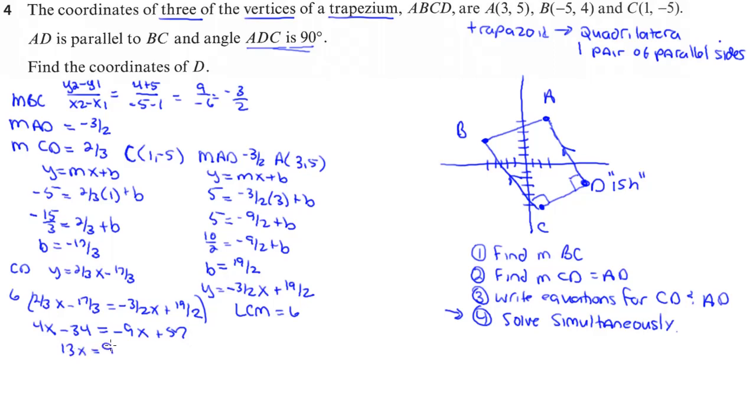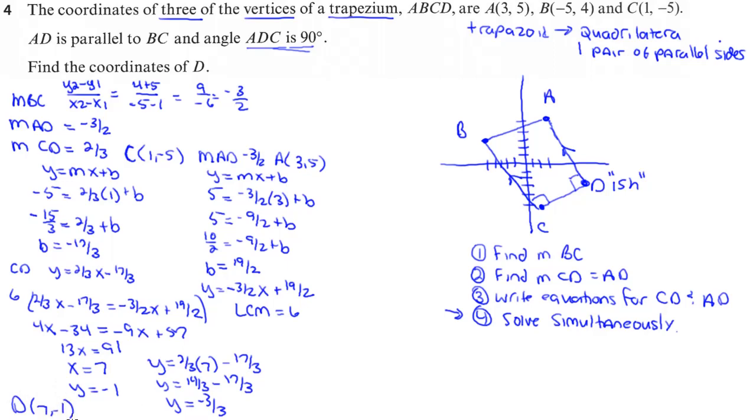So now I've got an equation without fractions that I can solve, and I find out that x is going to be 7. And then when I substitute that back into the original, I'm going to find out that y is going to equal negative 1. So that's the point where the two lines intersect. That's going to be point D.